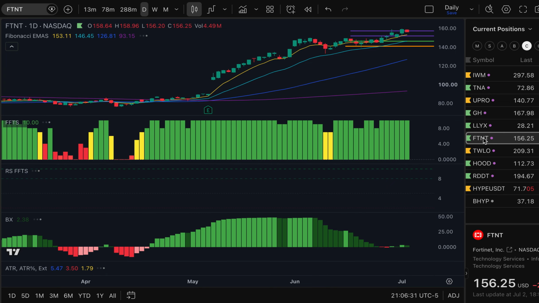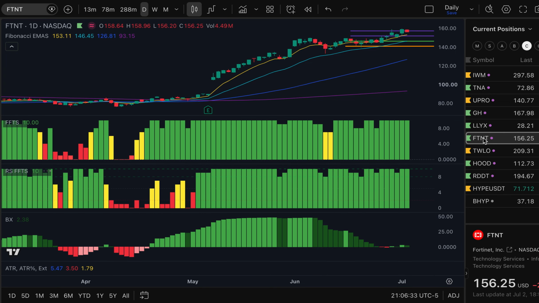FTNT. This is within the cybersecurity area. I didn't show an ETF for that, but that cybersecurity ETF is also looking good. Sort of one of the pockets of strength within technology.